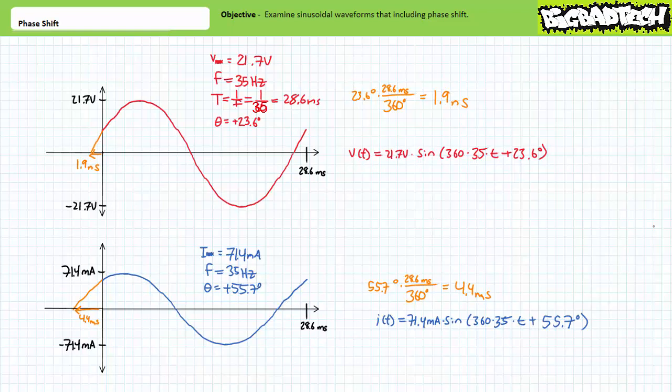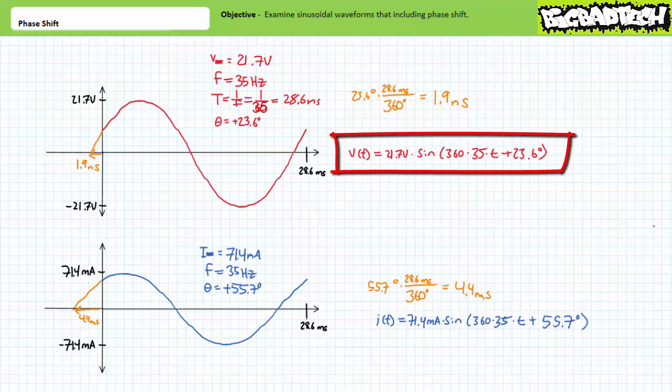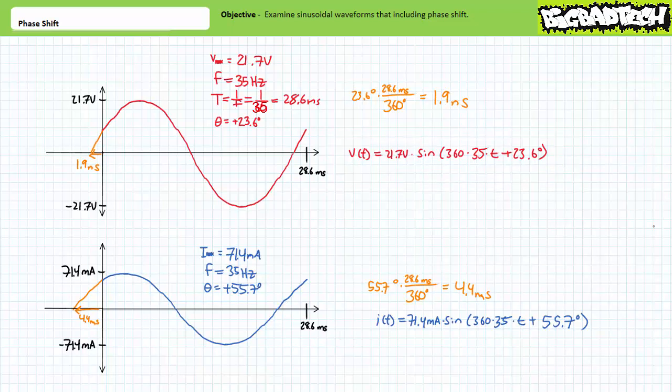Consider a voltage waveform in red, V of t, characterized by the following expression. V of t equals 21.7 volts times the sine of 360 times 35 times the time of interest plus 23.6 degrees. V of t has a peak value of 21.7 volts, a frequency of 35 Hz, a period of 1 over 35, or approximately 28.6 milliseconds, and a phase shift of plus 23.6 degrees, meaning it's shifted 23.6 degrees forward.